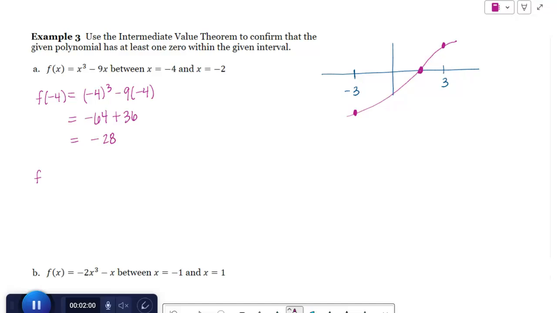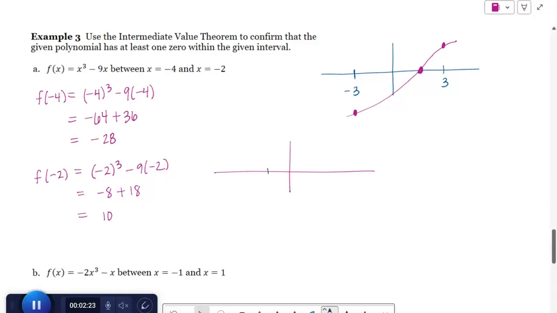And then we'll plug -2 into the function. So -2 cubed minus 9 times -2. This is -8 plus 18, which is 10. So however this function is working, at -2, the graph is up here, and at -4, the graph is down here. So we know that somewhere between those two values, the graph has to cross through the x-axis, and there's a zero there.